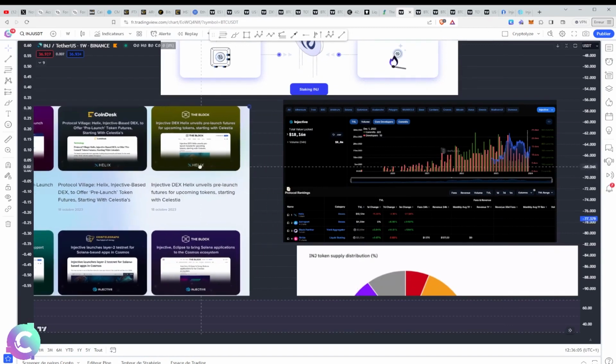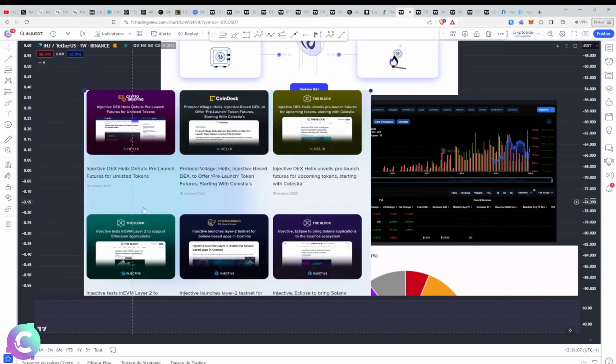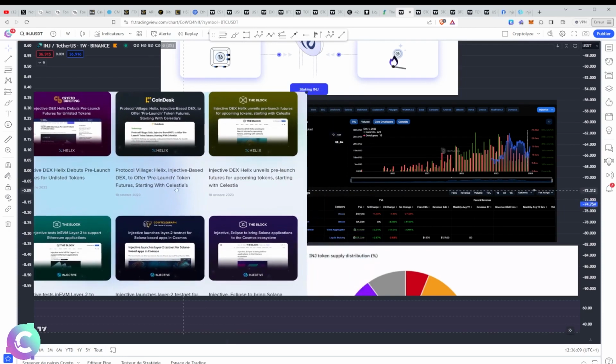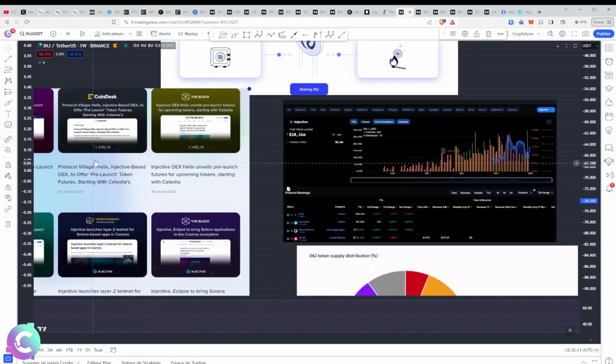Concretely, what is it? Already there are quite a few partnerships in progress, and there is a lot of news, with quite a few launches, with Helix, which is the DEX, the decentralized exchange which has been launched. The main indicator, we see it here in terms of TVL, total value locked, meaning the money that is blocked in the protocol. We see that we are at 10 million. And with that, we're going to ask ourselves a lot of questions.